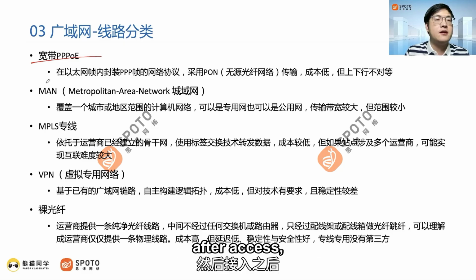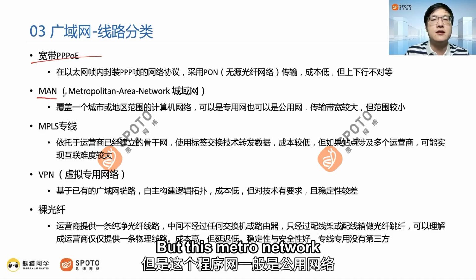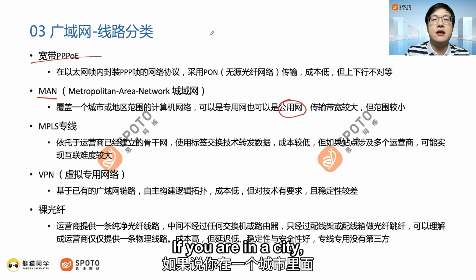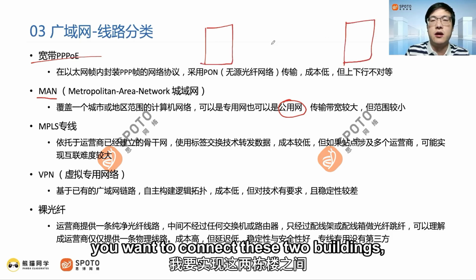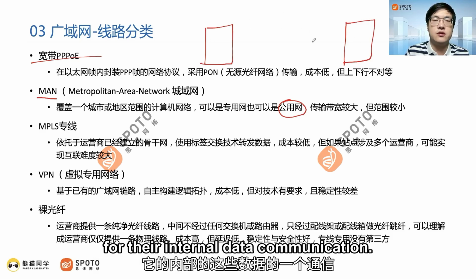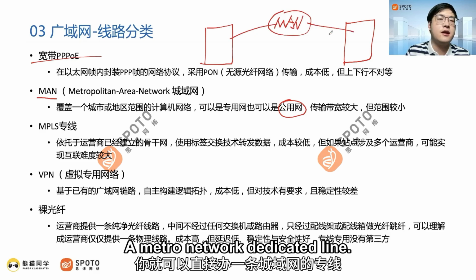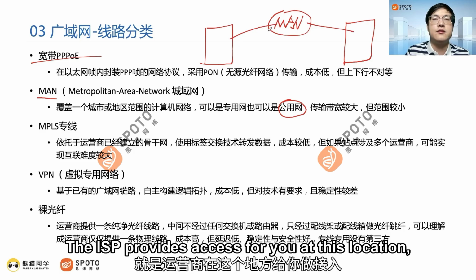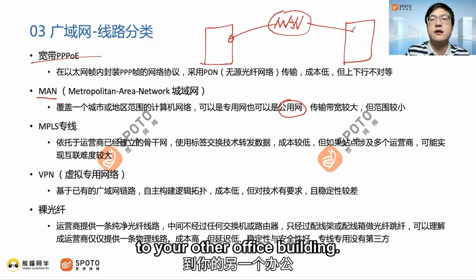Then, after access, we are actually connected to the metro network. But this metro network is generally a public network. If you are in a city and you have a building and another building there, and you want to connect these two buildings for their internal data communication through the metro network in between, you can directly order a metro network dedicated line. The ISP provides access for you at this location, connects to their equipment, and then pulls another cable from there to your other office building.